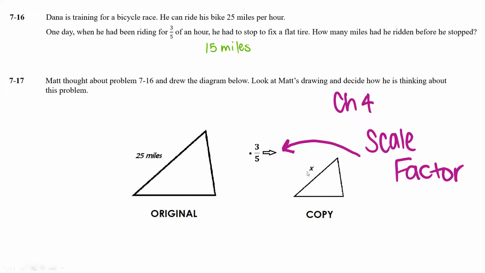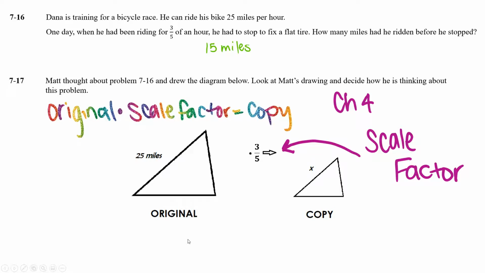So to figure out our missing dimension for the copy, we're going to do original times scale factor, which is going to equal that copy dimension. So I'm going to take my original dimension of 25, multiply it by my scale factor of 3/5, which will give me my copy. To multiply a whole number by a fraction, I need to put the whole number over 1, turn it into a fraction. Then I can just multiply straight across.